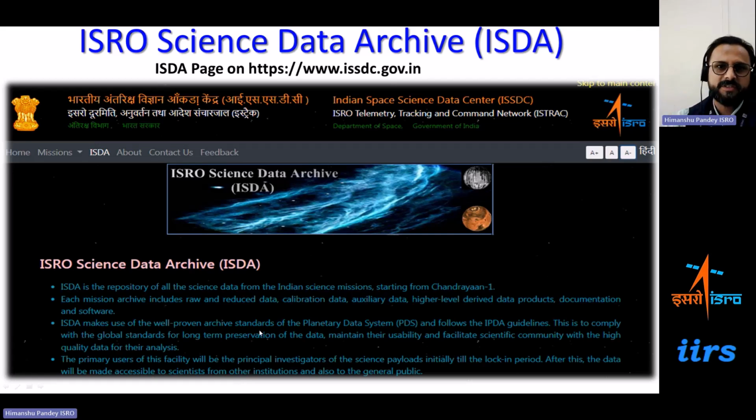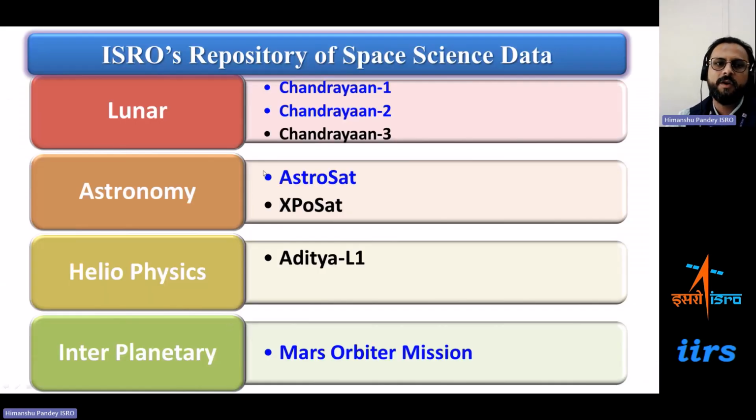Now coming to the ISRO Science Data Archive. ISRO has hosted our own Science Data Archive. The URL is here. When you go to the ISDA page, you will find some text here. On ISDA, what else is there? For lunar, Chandrayaan 1 and Chandrayaan 2, these two datasets are already posted, and very soon you will be seeing Chandrayaan 3 data also. The peer review process is getting completed, and very soon you will see Chandrayaan 3 data also posted on the ISDA website.